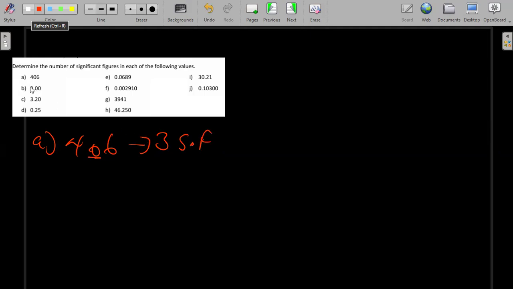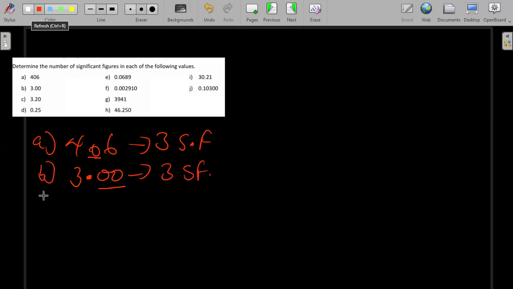Now let's try B. You have 3.00. How many significant figures do we have there? In this case, these are trailing zeros after a decimal point, and we've said the trailing zeros after a decimal point are going to be significant. So in this case, you have 3 significant figures.